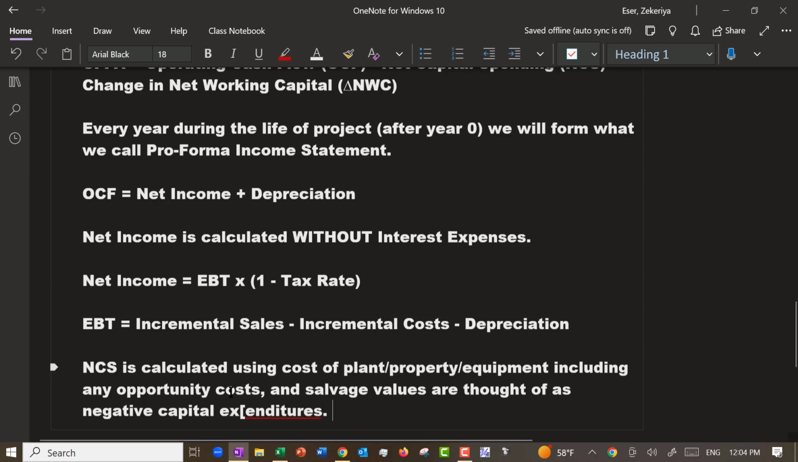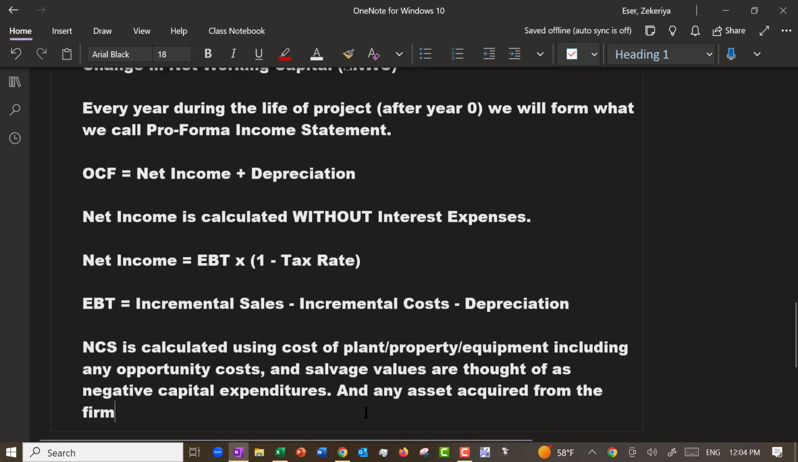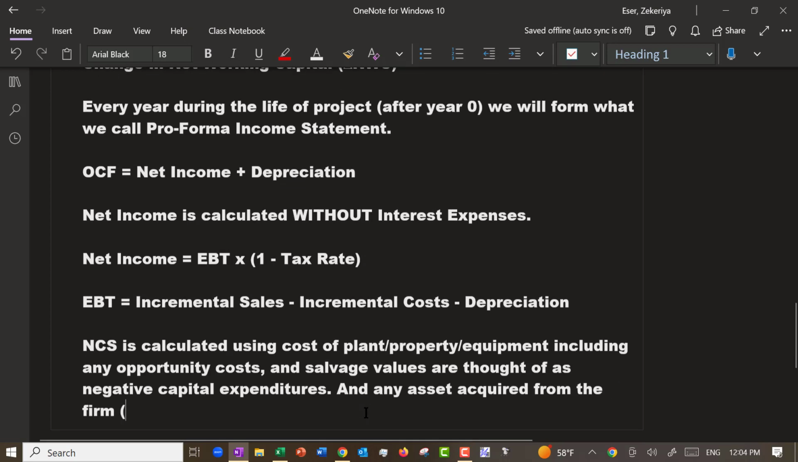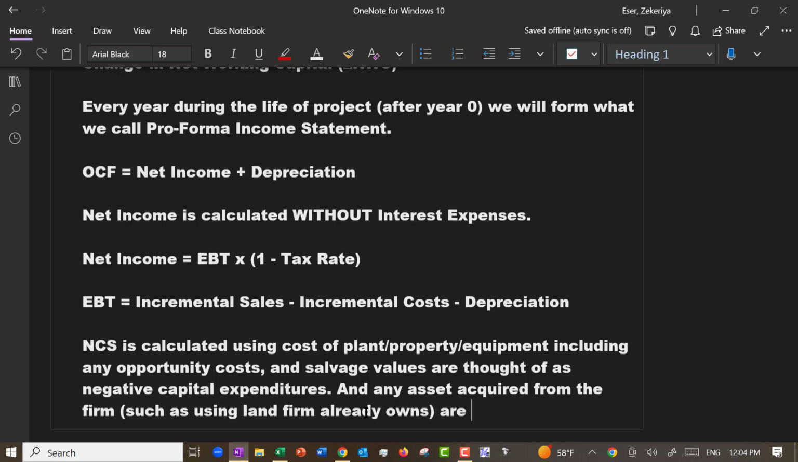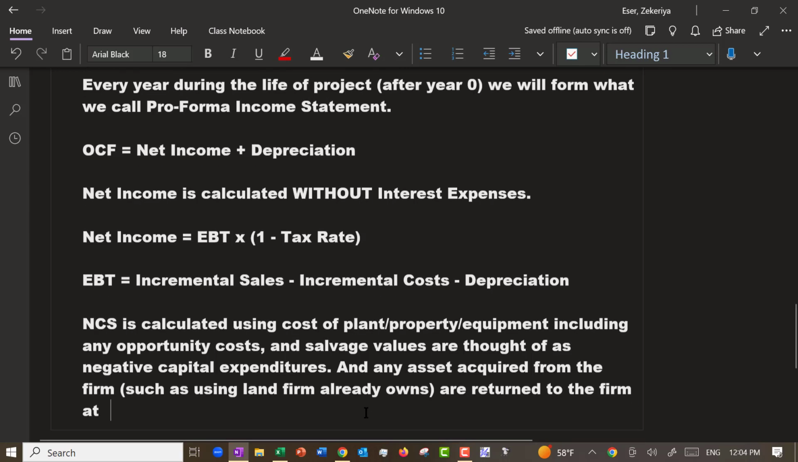And any assets acquired from the firm, such as using land the firm already owns, are returned to the firm at the end of project life. So that would also be negative capital expense.